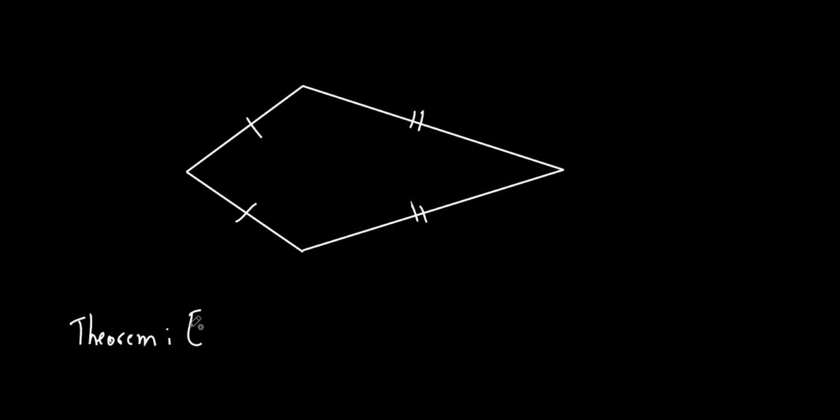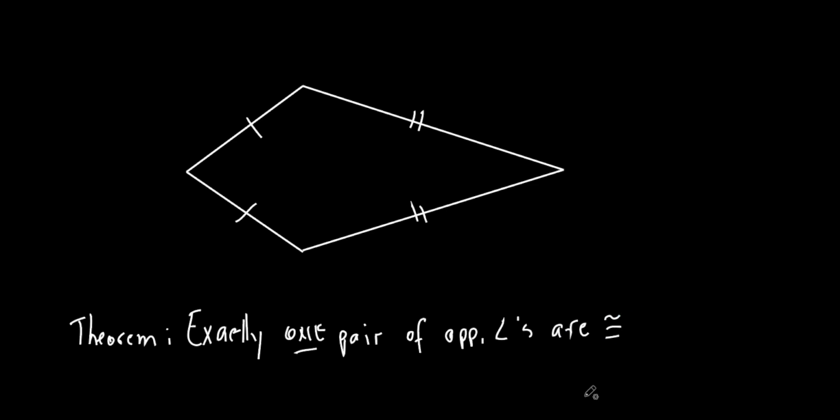Here's a new thing. It says exactly, write this down, exactly one pair of opposite angles in a kite are congruent or equal. However you want to say it, I don't care. It says exactly one pair. So let's take a look at it. Which pair do you think it is?